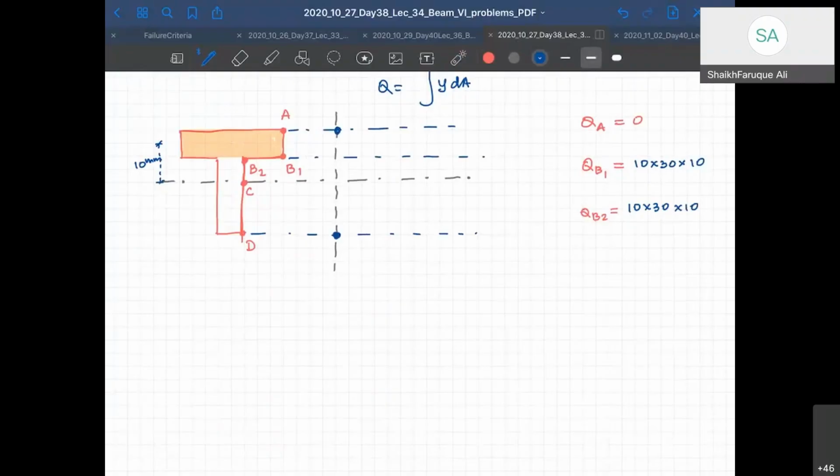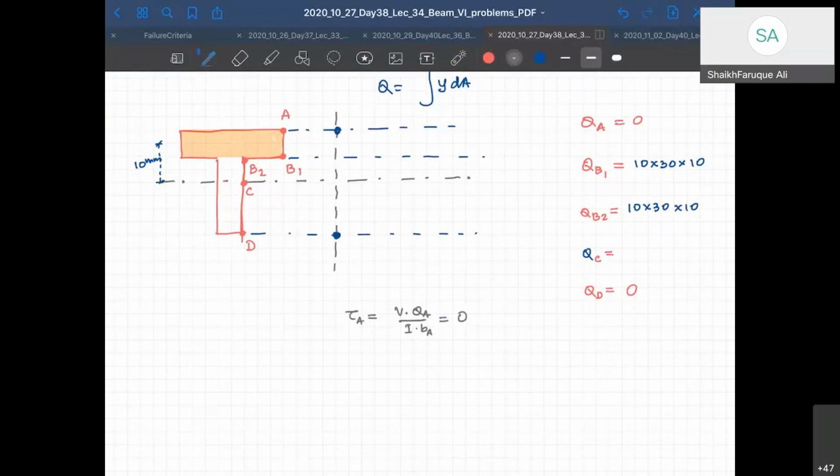Now let's look at QC. QC you can do, right? You have to find the neutral axis. So this one plus this one, it has to come. So you can do it, and you can do QD. QD is going to be 0 again. Now, the point is V, now we have to calculate tau, right? So tau at A is V into Q at A by I B at A, which should be equal to 0.